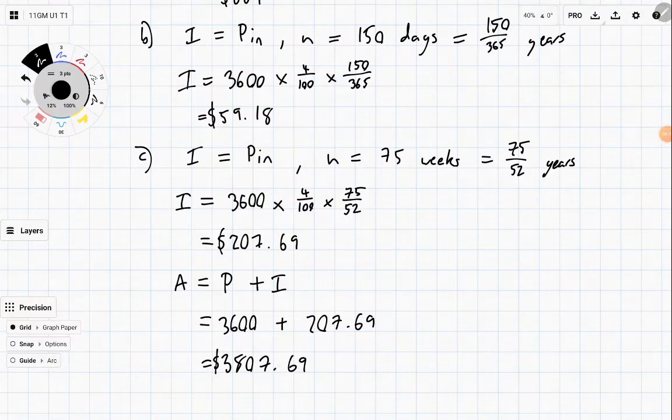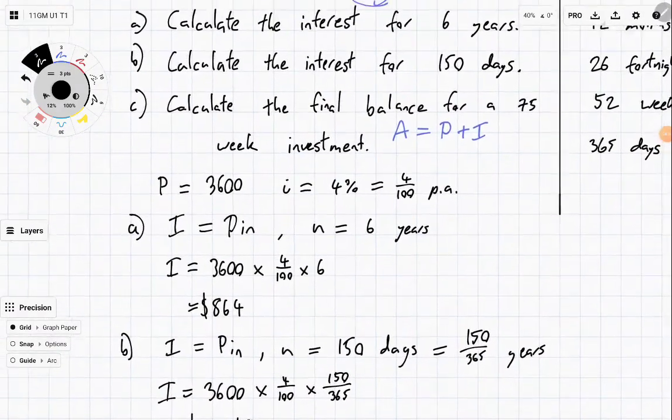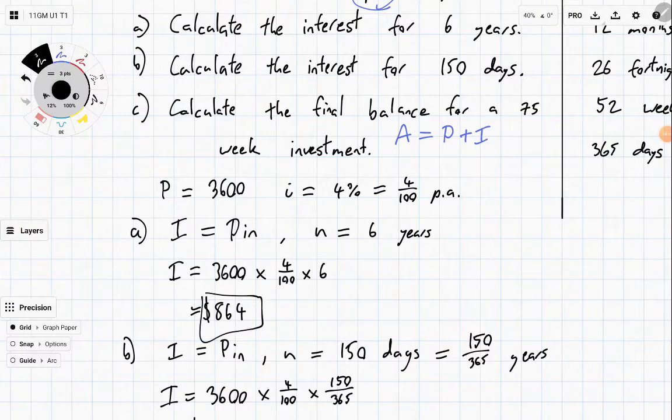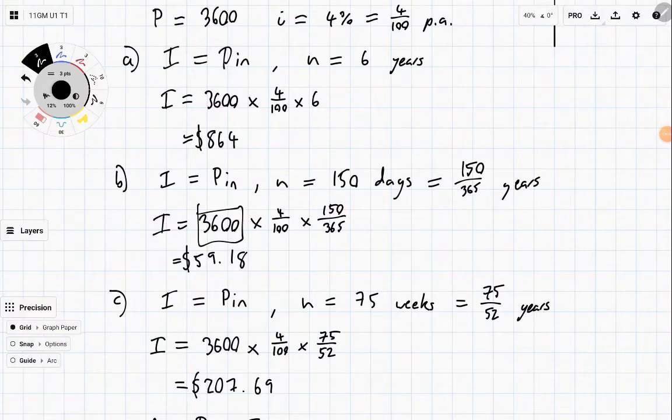In the first question, we put in $3,600 and all we got back was $864. We didn't lose money. That's the extra, right? That's what interest is. Interest is extra money. In the second question, same thing. We started with $3,600, but we only got $59 back. Why? Because this is only the extra money. It's not losing the previous value. It's just that you have gained some extra money.